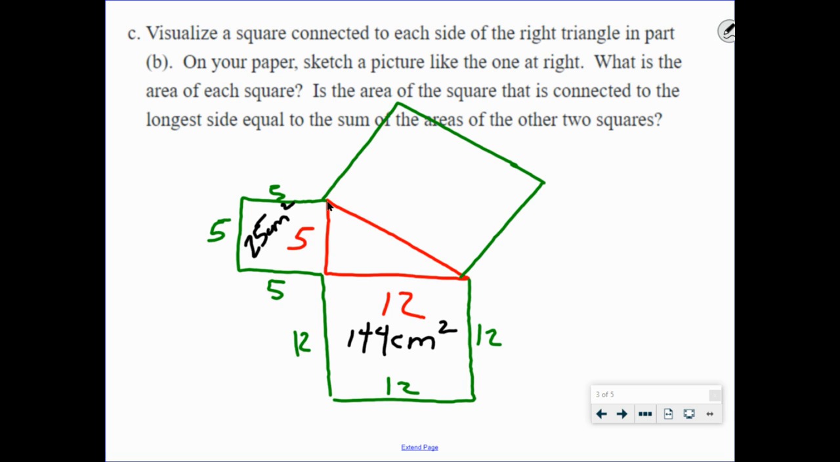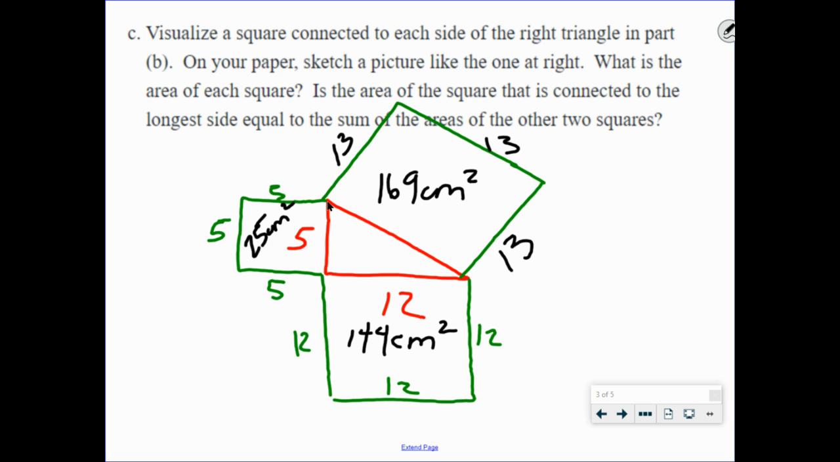Did you do it? Let's check it out. So this square should actually be side of 13. If you got 13, awesome. If not, well, maybe you need to practice some measuring. But that side should be 13. So then the area of this square should be 169 centimeters squared.